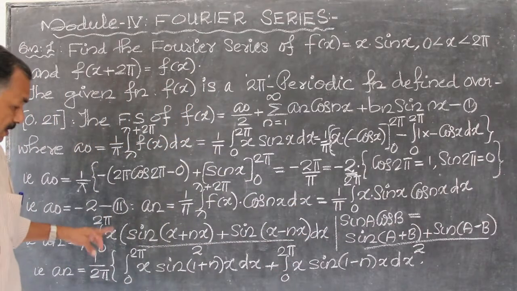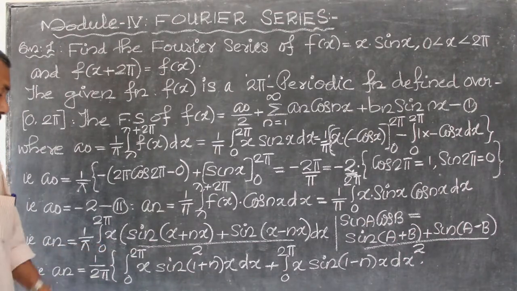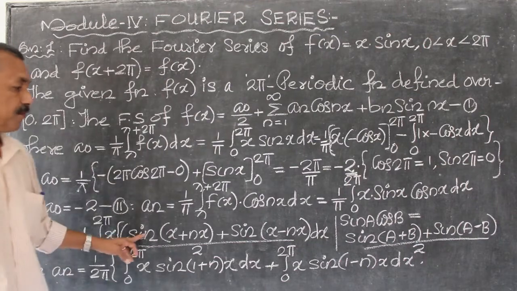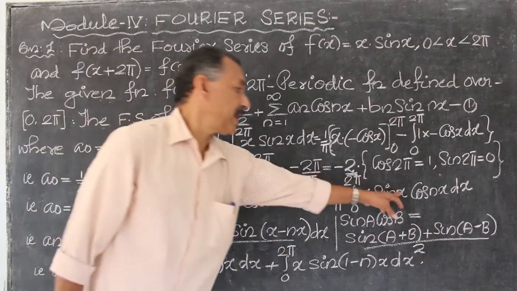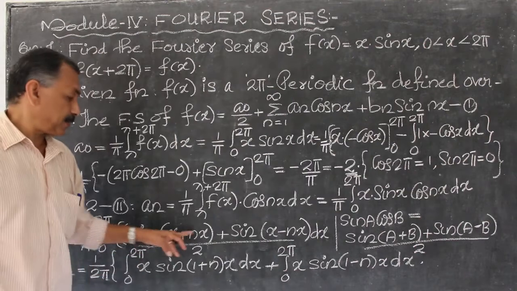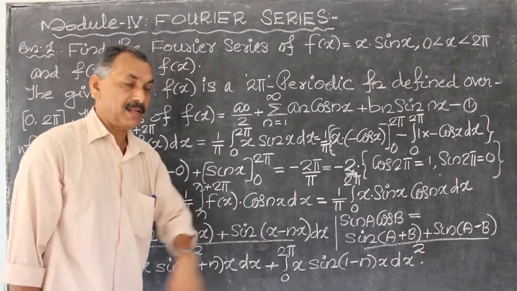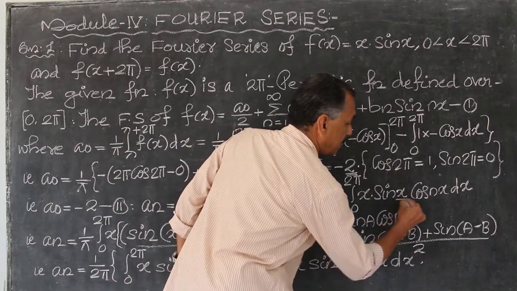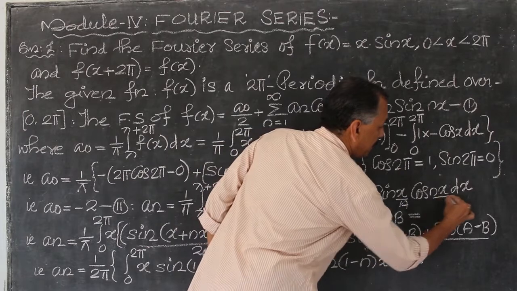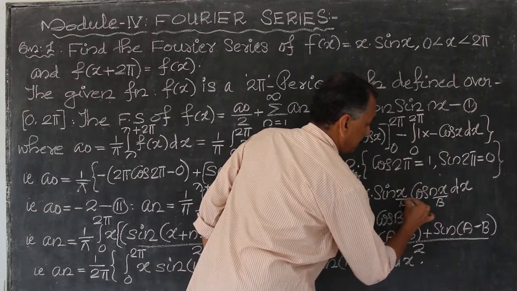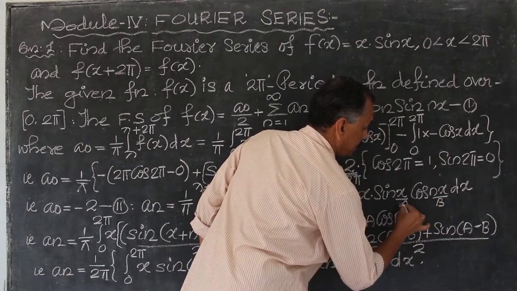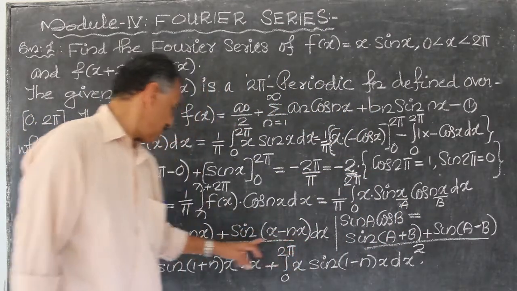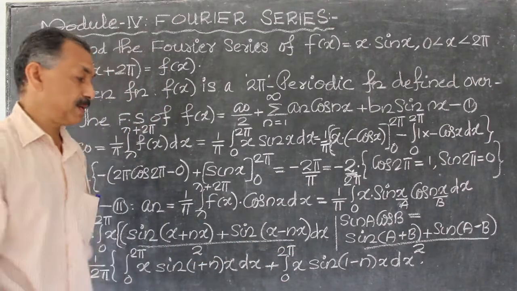integral 0 to 2 pi x into sin of a plus b. Sin of a plus b means x plus nx. Sin of x plus nx plus sin of a minus b. Here a is equal to x, b is equal to nx. Then a minus b means x minus nx, all divided by 2 dx.